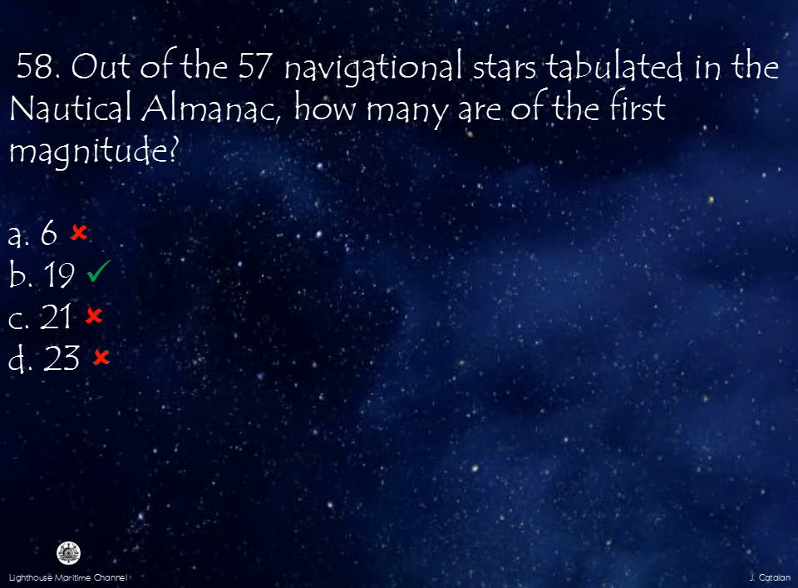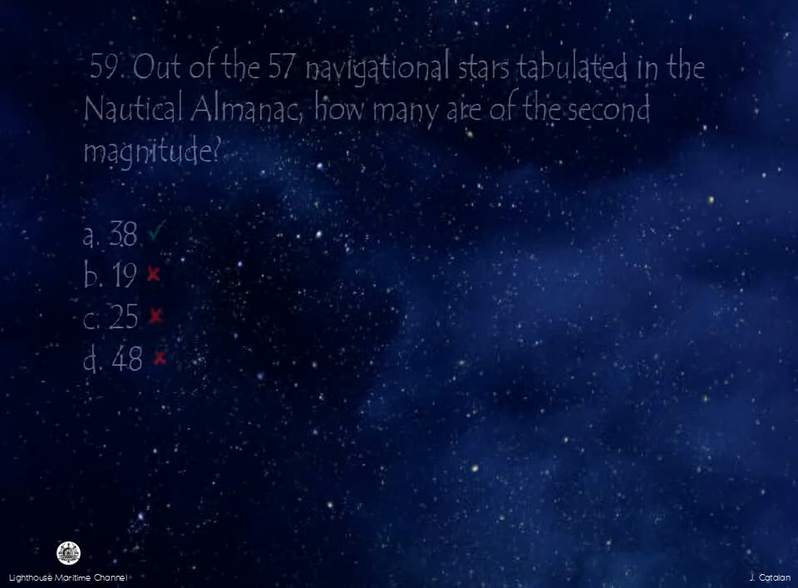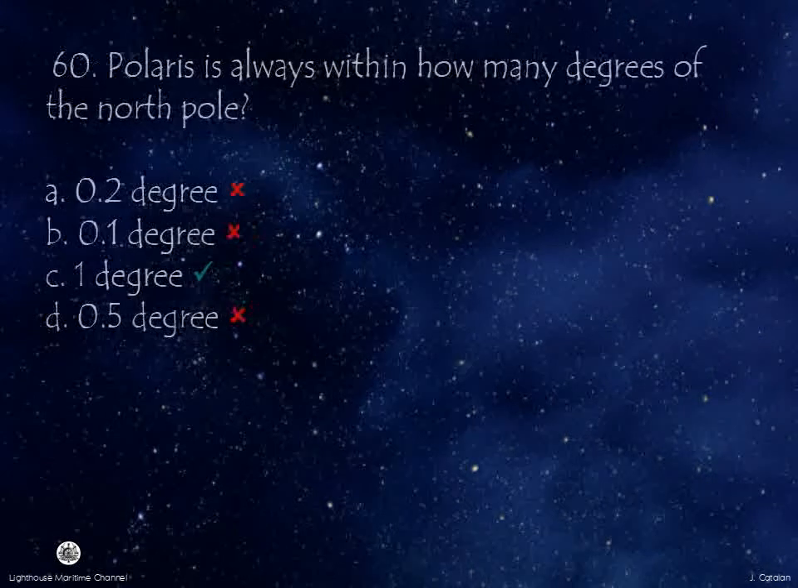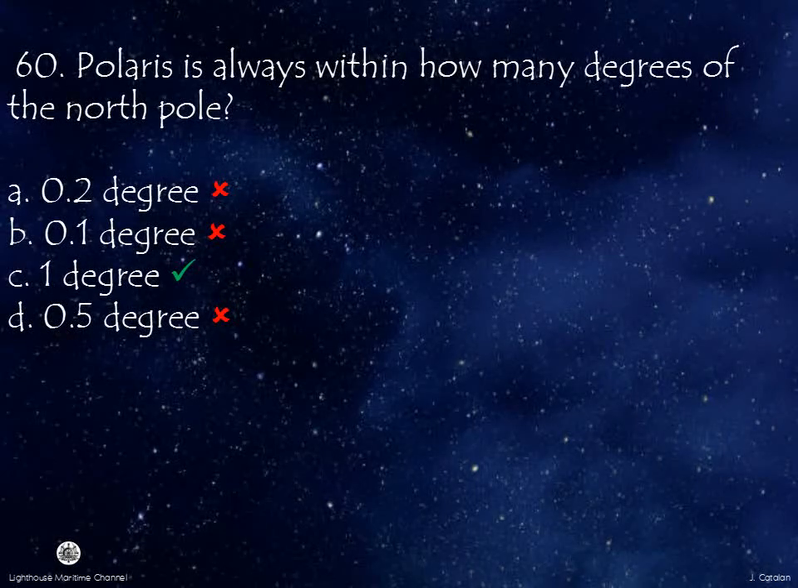Number 58. Out of the 57 navigational stars tabulated in the Nautical Almanac, how many are of the first magnitude? Answer: 19. Number 59. Out of the 57 navigational stars tabulated in the Nautical Almanac, how many are of the second magnitude? Answer: 38. Number 60. Polaris is always within how many degrees of the North Pole? Answer: 1 degree.